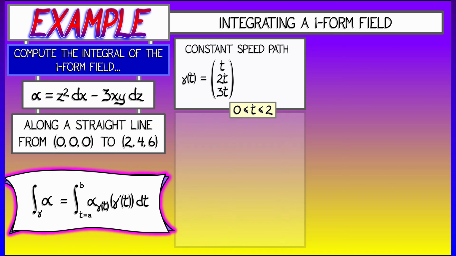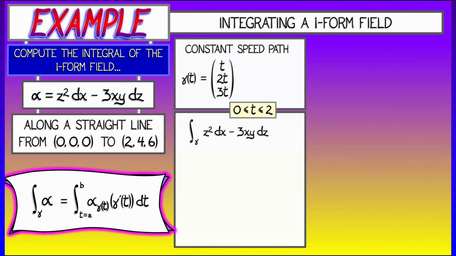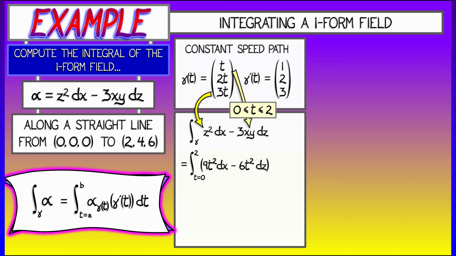Now, what do we do? We have to integrate z squared dx minus 3xy dz. The first step is to substitute in the x, y, and z components of gamma into this one-form so that we get the integral as t goes from 0 to 2 of 9t squared dx minus 6t squared dz. Now, I need to feed a vector to that one-form field, and that vector is going to be the derivative of gamma, where gamma prime of t is the constant vector (1, 2, 3), because this is a constant speed path.